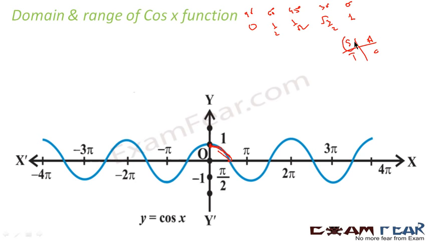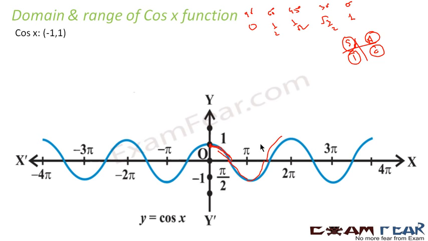So on this side, if you take any values of cos from 90 to 180, it is negative. The value of cos from 180 to 270 is also negative, and if you take the value of cos from 270 to 360, it's positive. So if you plot the values, you get a graph like this.